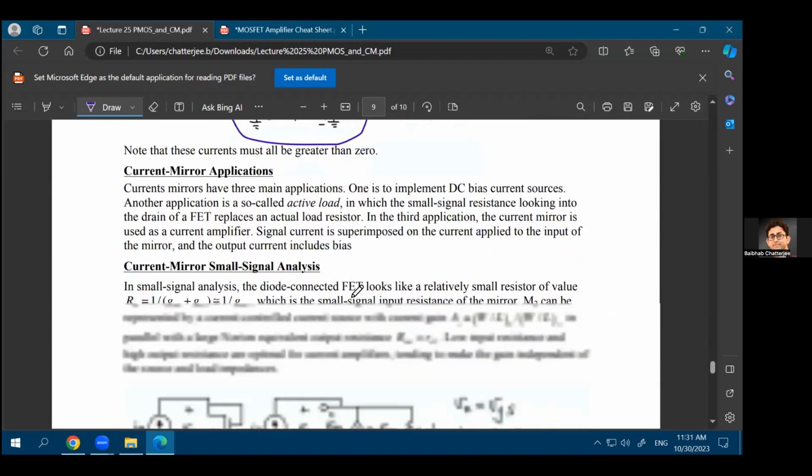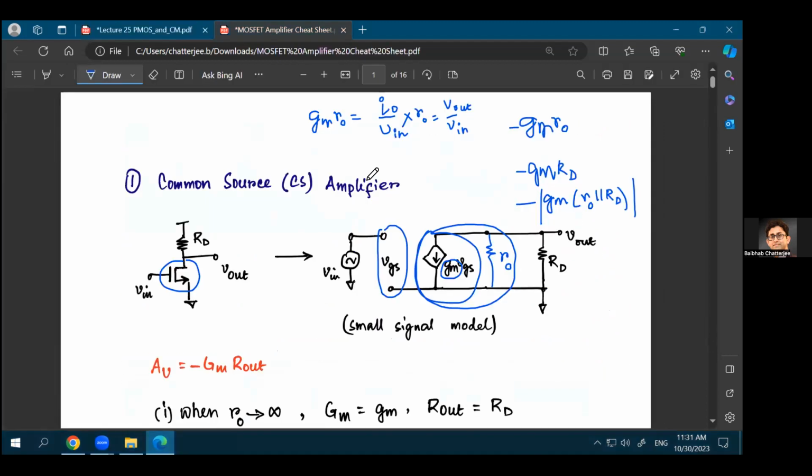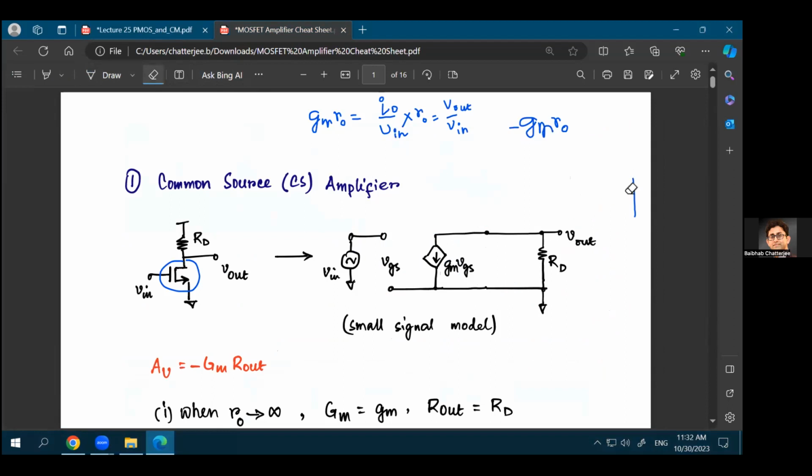Okay, so we'll stop here. In the next lecture, I'll be discussing the MOSFET amplifier cheat sheet. That will give you everything that we have discussed on MOSFETs in the same place. I have already shared it on campus. Please go over it if you have time. Otherwise, we'll look at it in the next lecture.